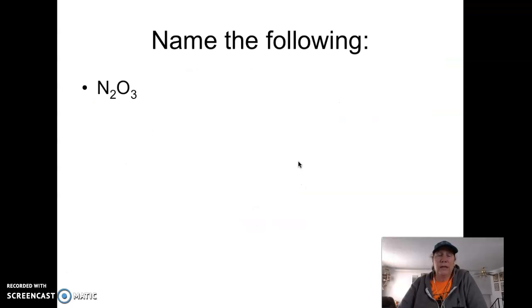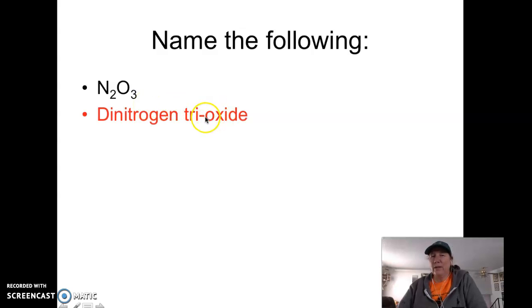Okay, so name the following. Two N's and three O's, that'd be dinitrogen trioxide. I'm telling you everything that's in there. And again with these, you can put them together. You can drop the O. There's all kinds of different ways, but I just leave them in there because I need to know that they're in there.